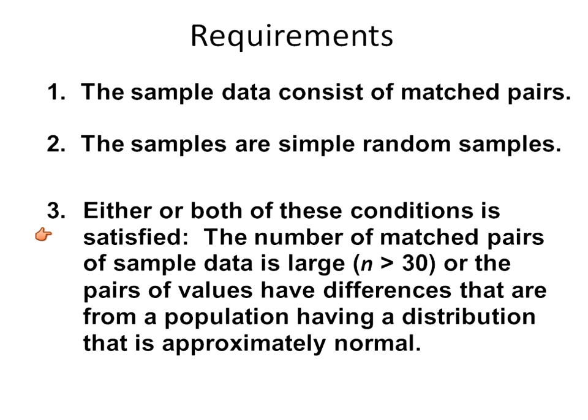If they are large, that means if they're greater than 30, then the population does not have to be normally distributed, right? So same as before, if your sample size is smaller than 30, then your population has to be normally distributed. Okay, so the number of matched pairs of sample data is large. If it's greater than 30, you're fine. It doesn't matter what's happening in the population. Or you need to make sure that the population comes from a distribution that's approximately normal. If that's the case, then it's okay for n to be smaller than 30.